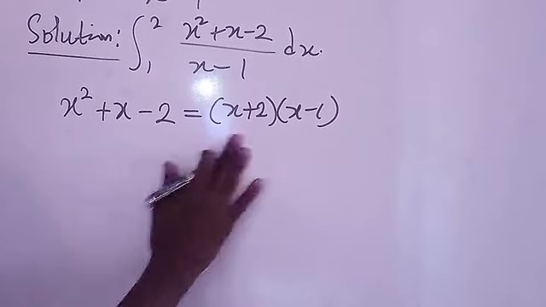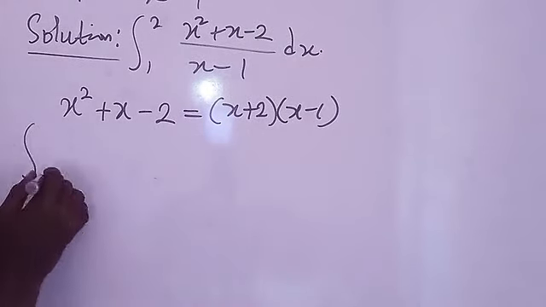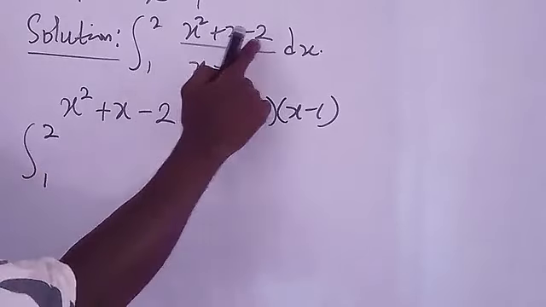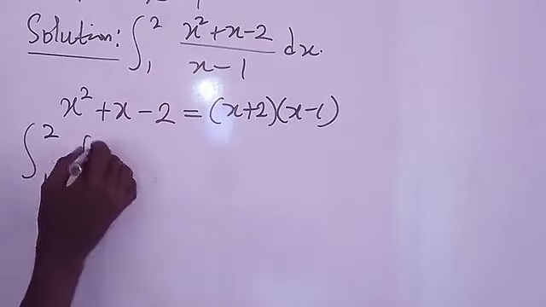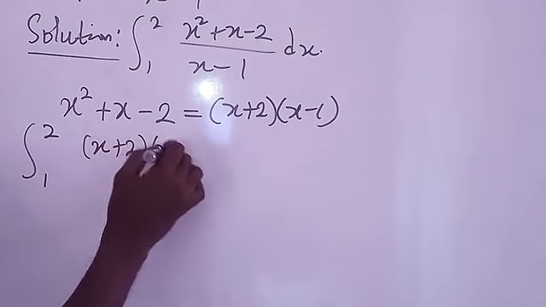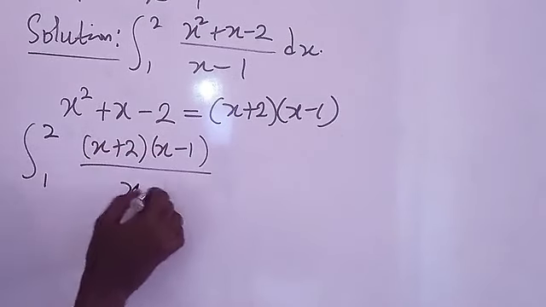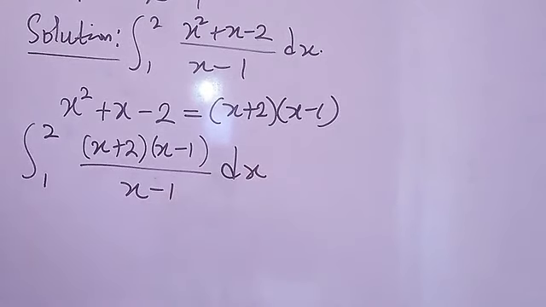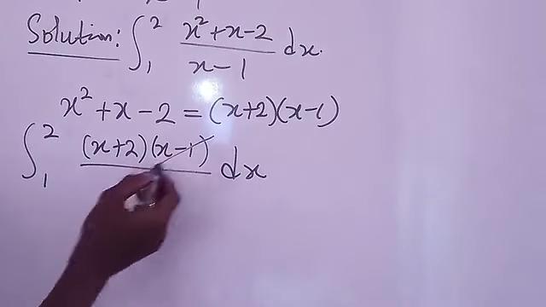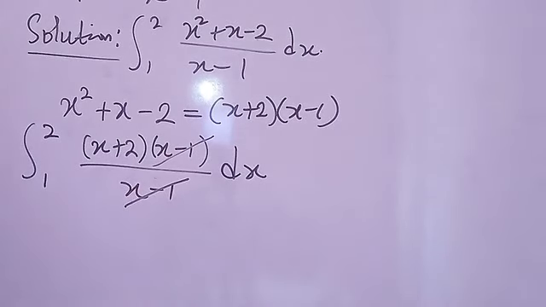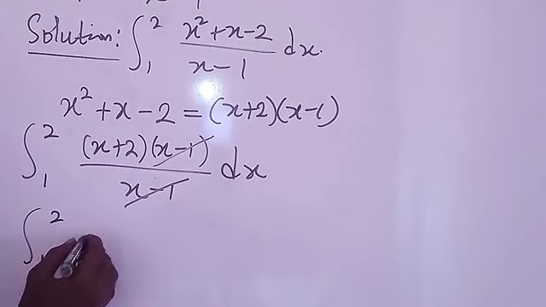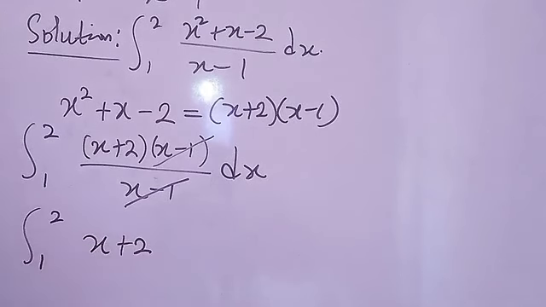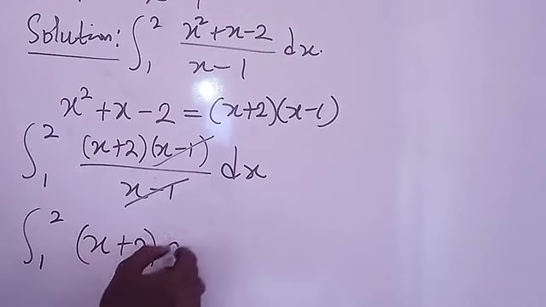So now from there, we're going to replace it. We have the integral from 1 to 2, and here we're going to put x plus 2 then x minus 1, divided by x minus 1, dx. So now we need to reduce. You can see we have something common here, x minus 1 here, x minus 1 here. So from there, we're going to have the integral from 1 to 2 of x plus 2 only. Can you see that? Then dx.